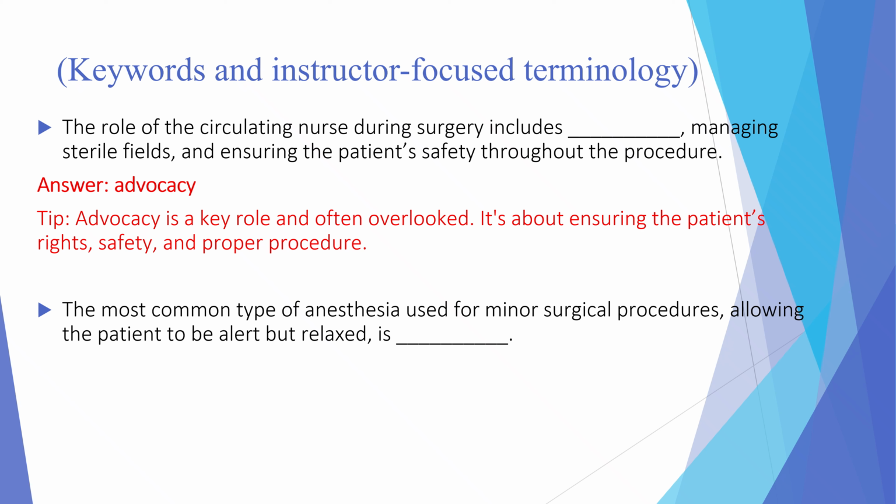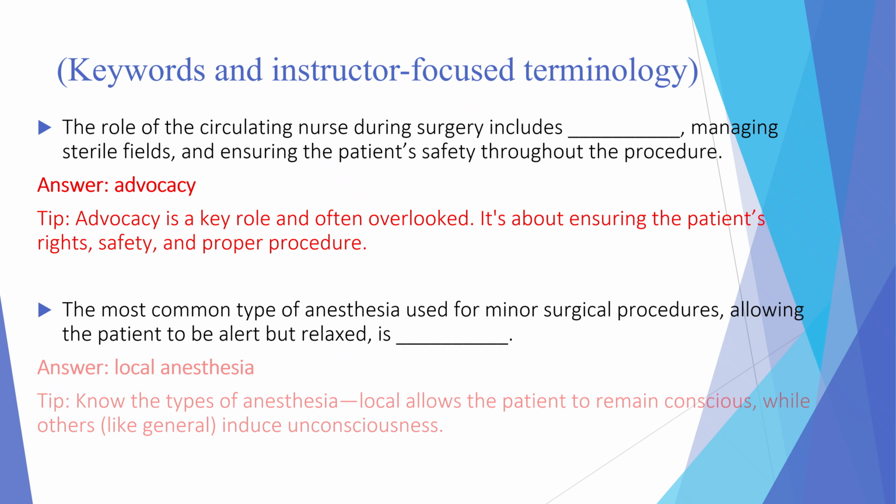The next one: the most common type of anesthesia used for minor surgical procedures, allowing the patient to be alert but relaxed. So it's alert and relaxed, so it's local anesthesia. You need to know the types of anesthesia. Local allows the patient to remain conscious, while others, like general, induce unconsciousness. So local is just one area.